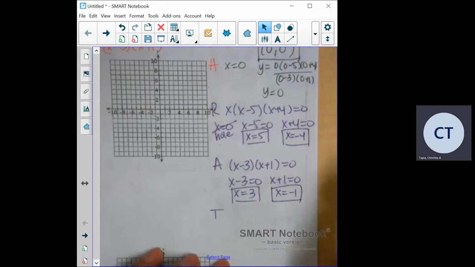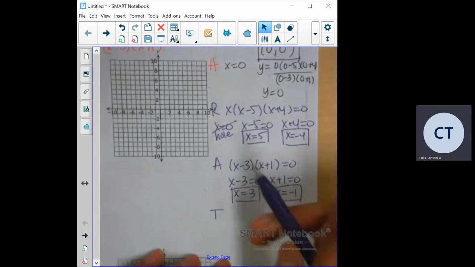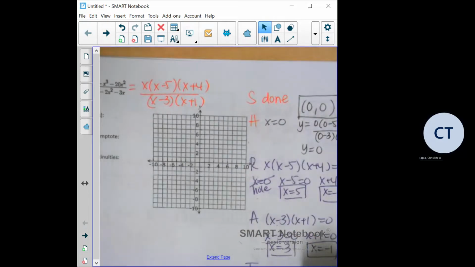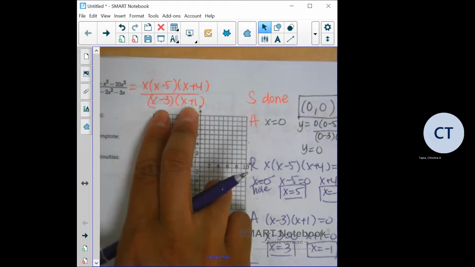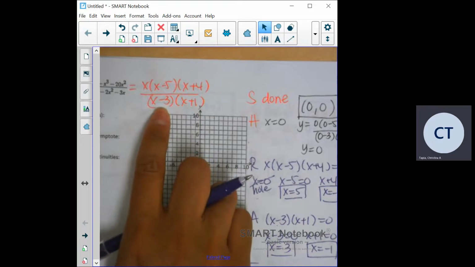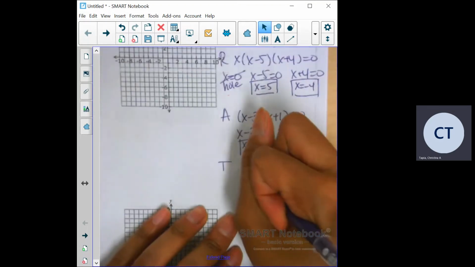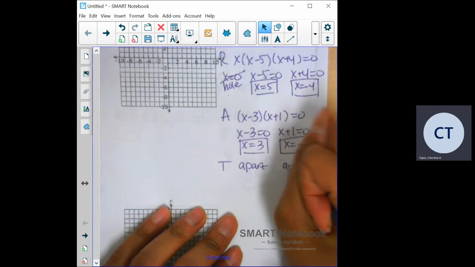T is your tangent. Jacqueline, what's the multiplicity on, really, both of these denominators? Say it again. For both of them? What's the degree for x minus 3? Or excuse me, the multiplicity for x minus 3? 1. And what about for x plus 1? You're right. So we're going to graph both of these apart, since they both have a multiplicity of 1.